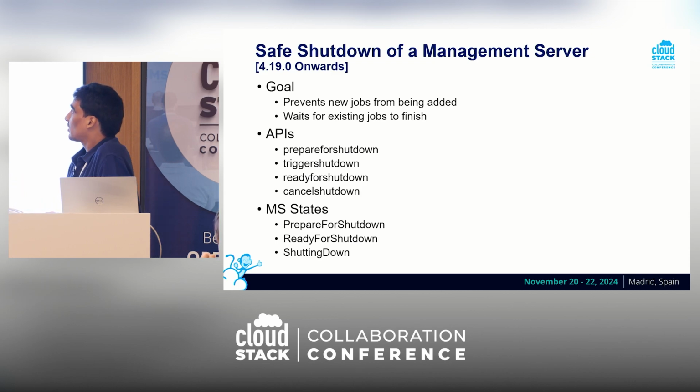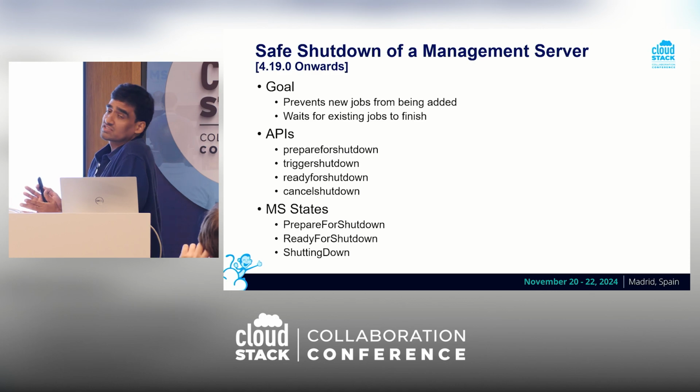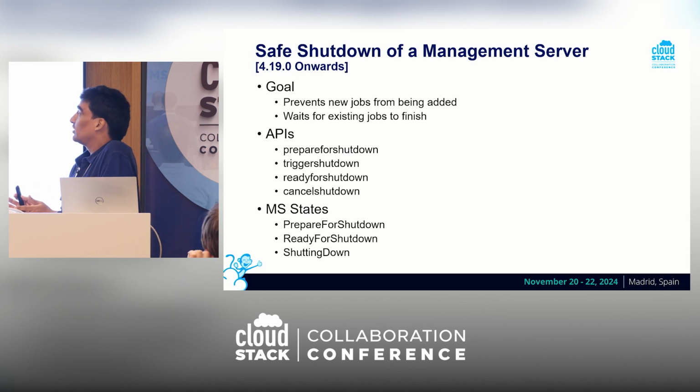From 4.19 onwards, when safe shutdown of management server was introduced, the main goal is that when we do a safe shutdown of the management server, it waits for the existing jobs to finish, and it will not allow any new jobs to be triggered from that management server. The following APIs are introduced: prepare for shutdown, which prepares for shutdown. It doesn't allow new jobs, and it waits for existing jobs to finish.